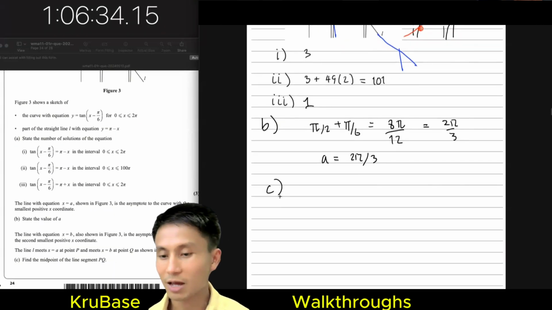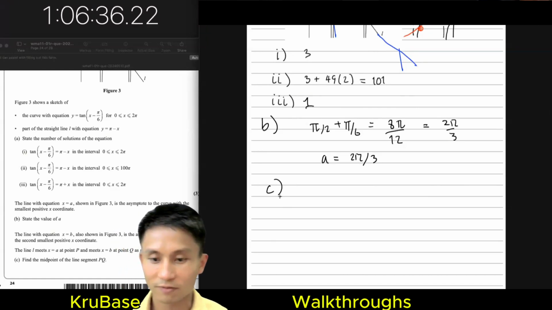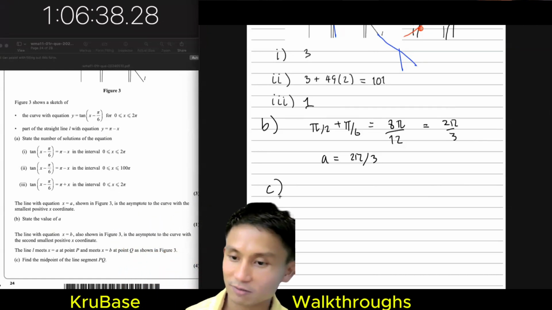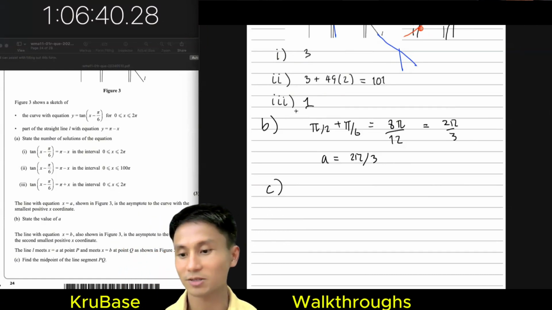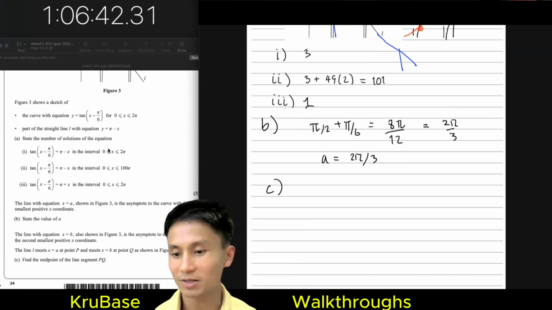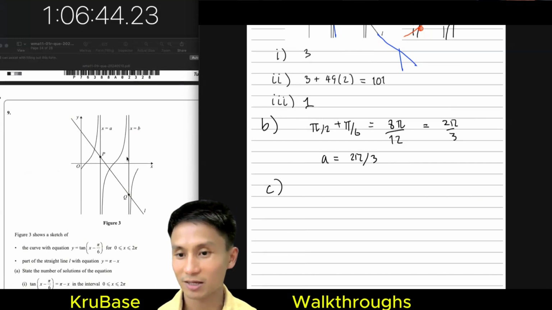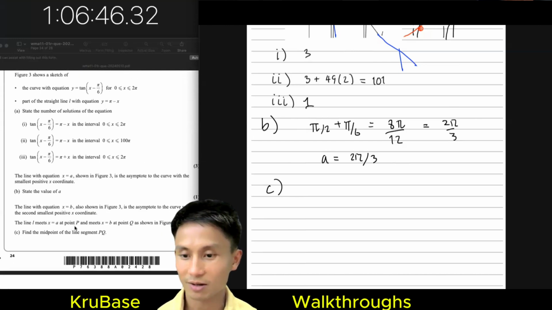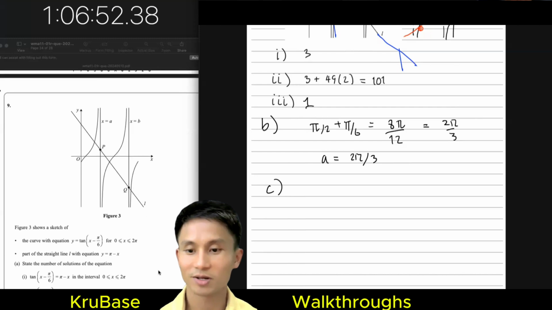C. The line with equation x equals b, also in figure 3, as an asymptote of the curve with the second smallest positive x coordinate. The line L meets x equals a and the curve at point P, and x equals b at point Q as shown. Find the midpoint of the line segment PQ.